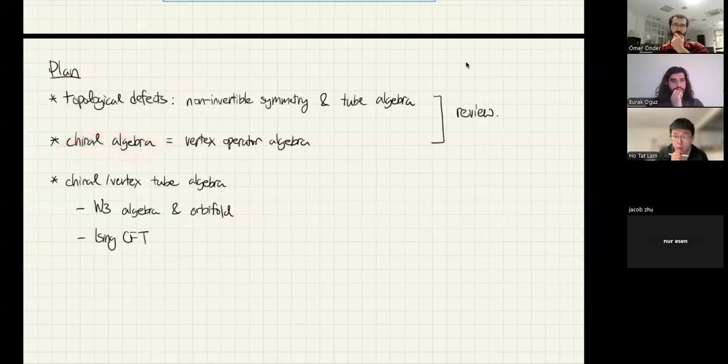Chiral algebras are mathematically also called vertex operator algebras. As you can see already from the name of these algebras, what we are doing is essentially merging these two concepts, hence we have the idea of chiral tube algebras or vertex tube algebras. In this case, I'll introduce the concept and discuss some examples. One of the examples will be W3 algebras and also its orbifold. Somewhat surprisingly, the structures that I'm going to mention can already be seen in Ising CFTs. In fact, Ising CFT has a pretty complicated chiral tube algebra, as I'm going to explain.